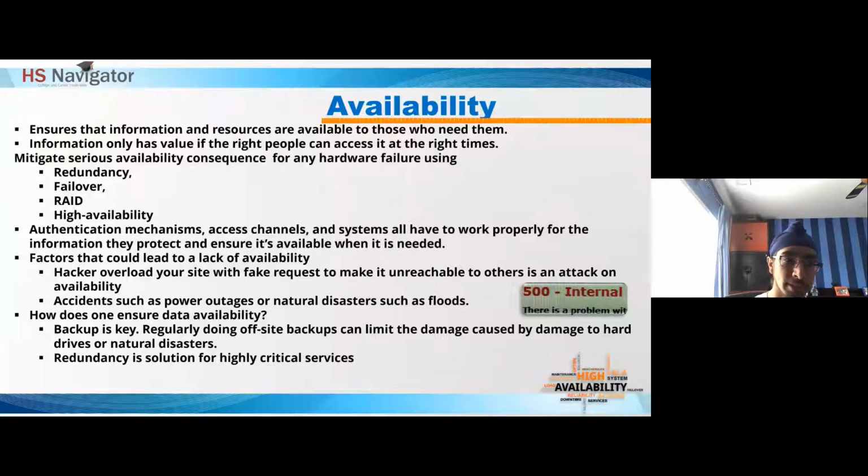Factors that can lead to a lack of availability are overloading your site with fake requests, like a DDoS attack, power outages, and floods. In general, if you want to prevent availability issues, you have to make sure that you back up your data and that your data is redundant, which means your data is available in multiple copies and from multiple places. You don't just have one source that can go down. You have multiple sources so that even if one goes down, it can switch to another one.